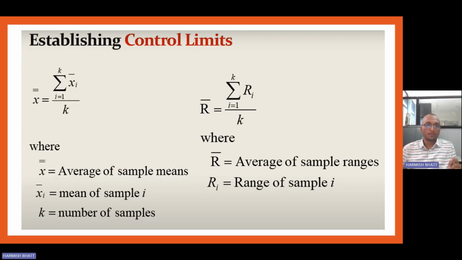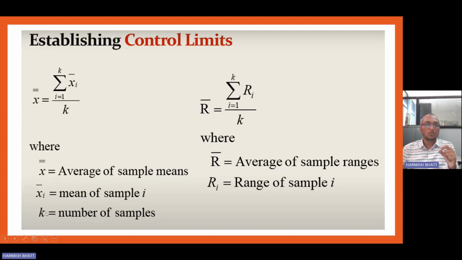Now going forward, establishing the control limits. Over here, the equations are shown to you. To understand the first equation, we will consider the number of samples equal to k. As I told you earlier, we will denote the number of samples as small k, and in each sample, n number of items are there. Each lot is made of n number of items.